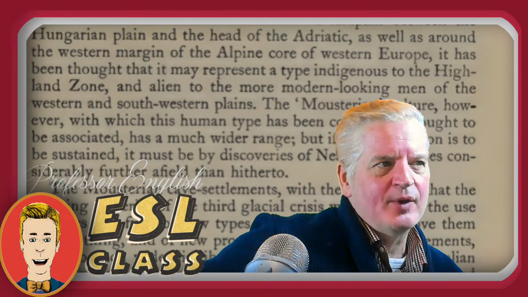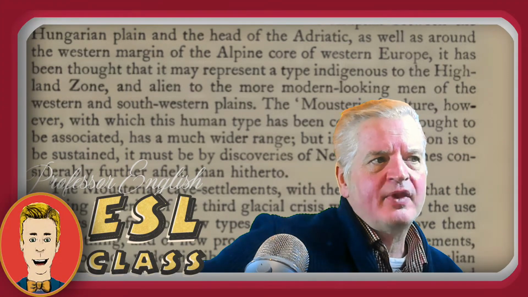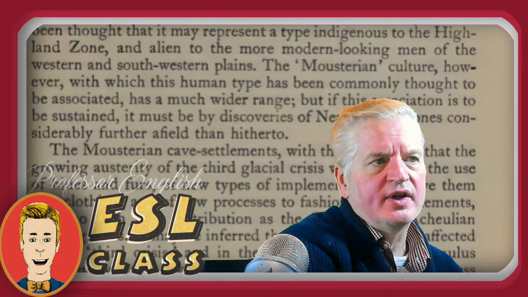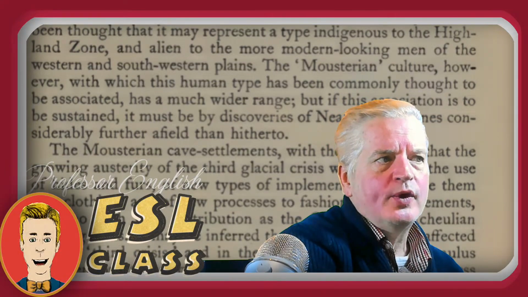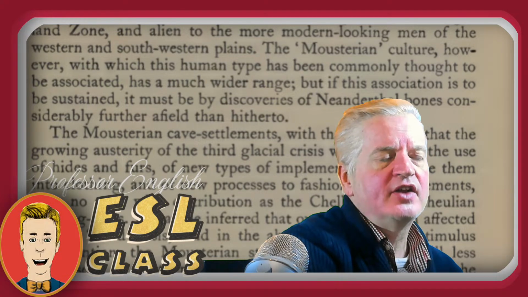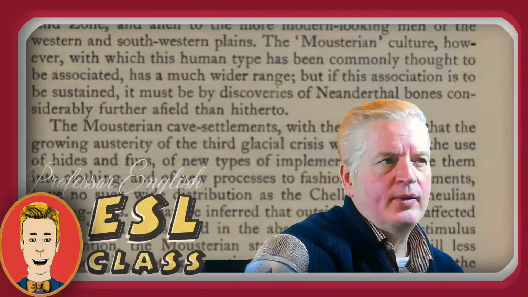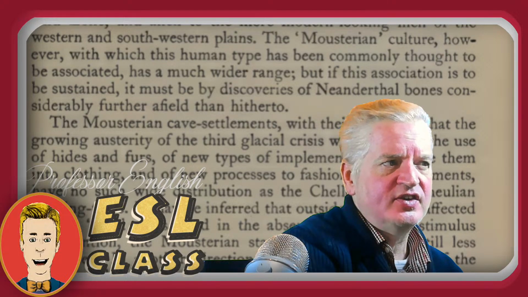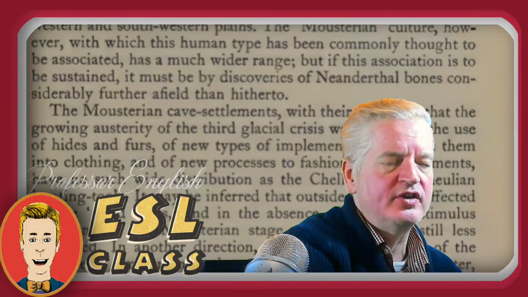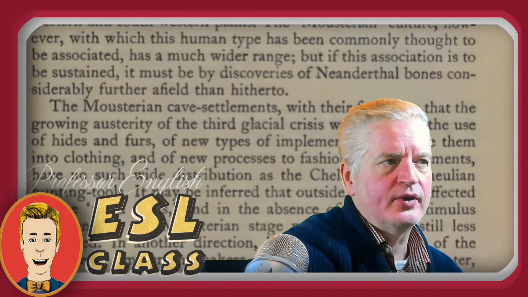It has been thought that it may represent a type indigenous to the highland zone and alien to the more modern-looking men of the western and southwestern plains. The Mousterian culture, however, with which this human type has been commonly thought to be associated, has a much wider range. But if this association is to be sustained, it must be by discoveries of Neanderthal bones considerably further afield than hitherto.